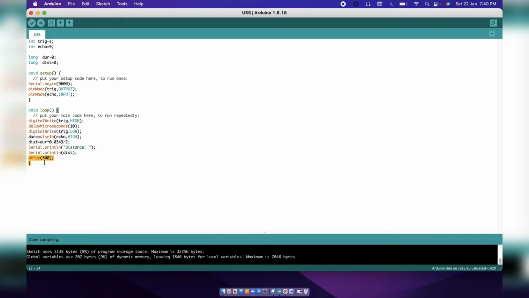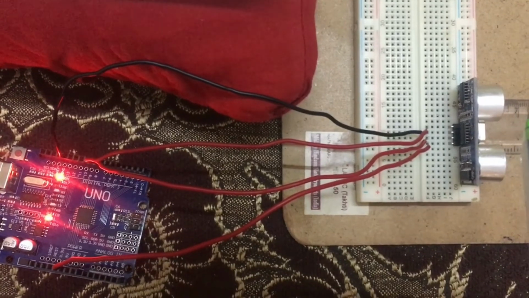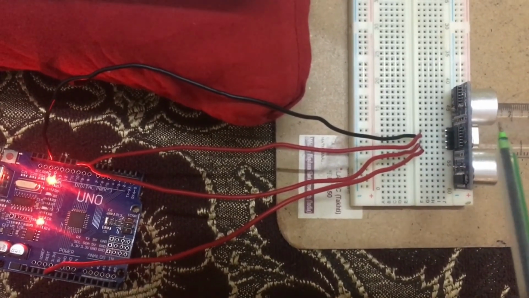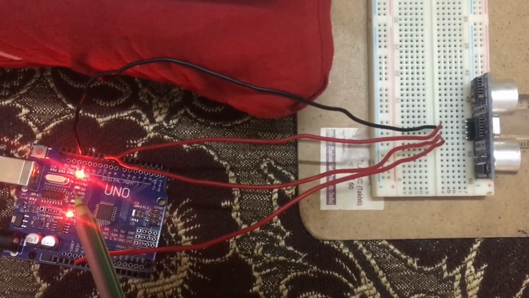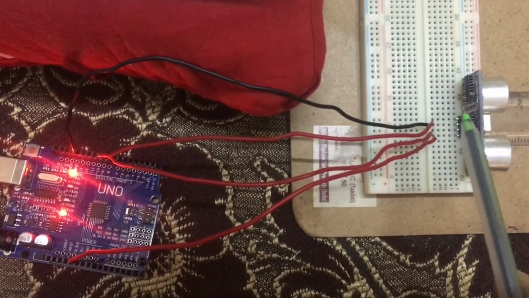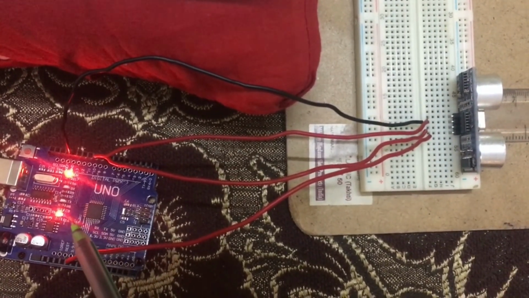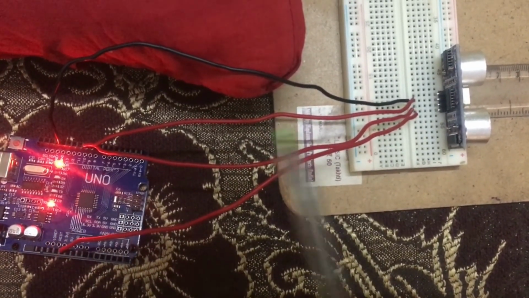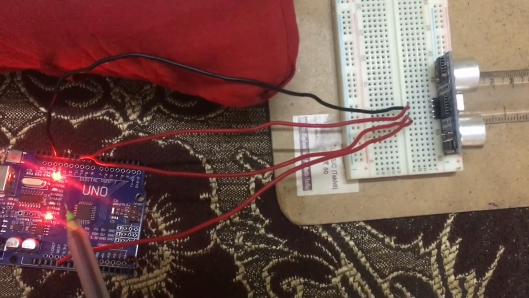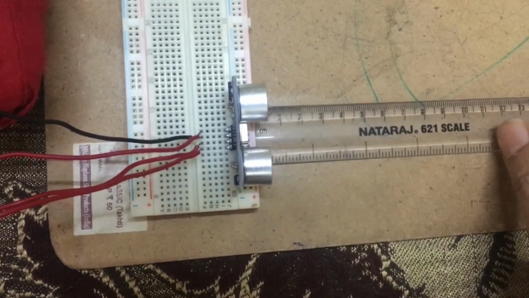So this is the theory behind as well as the program. So here is the connection of the ultrasonic sensor with the Arduino kit. What I have done here is I have connected the trigger pin of the ultrasonic sensor to the 8th pin of Arduino Uno, as well as the echo pin of the ultrasonic sensor to the 9th pin of Uno, and VCC is connected to plus 5 volt and ground is connected to the ground of Arduino Uno. Here I have placed a scale so that we can measure the correct distance.